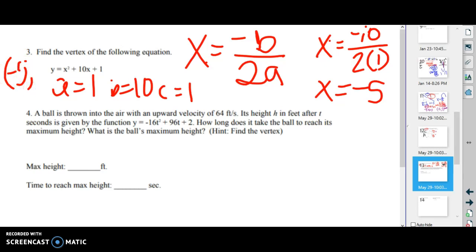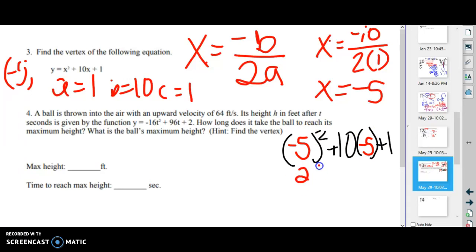How do I figure out what my next piece is? Well, I copy down the equation. You see that says x squared, so I go parentheses squared plus 10 times parentheses plus 1. Inside my parentheses, I put the -5. Okay, so this -5 squared is positive 25, minus 50 plus 1. So I think it's going to be -5, 24.